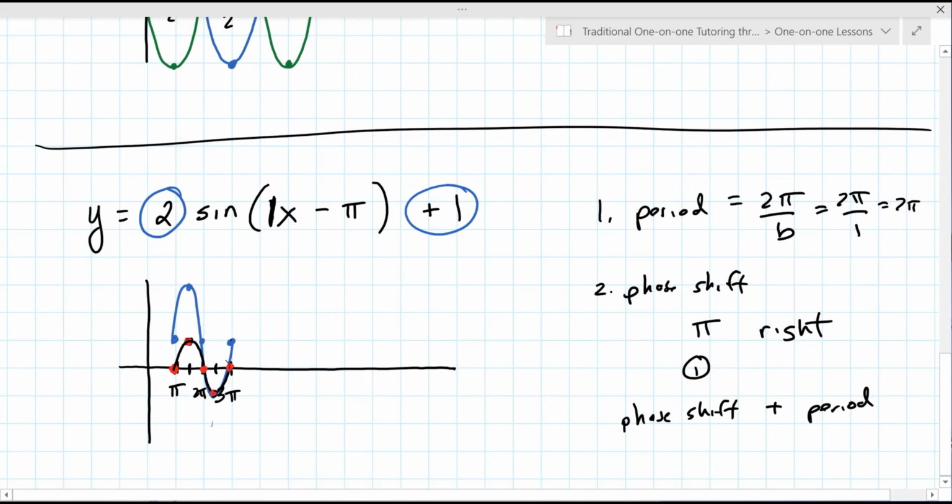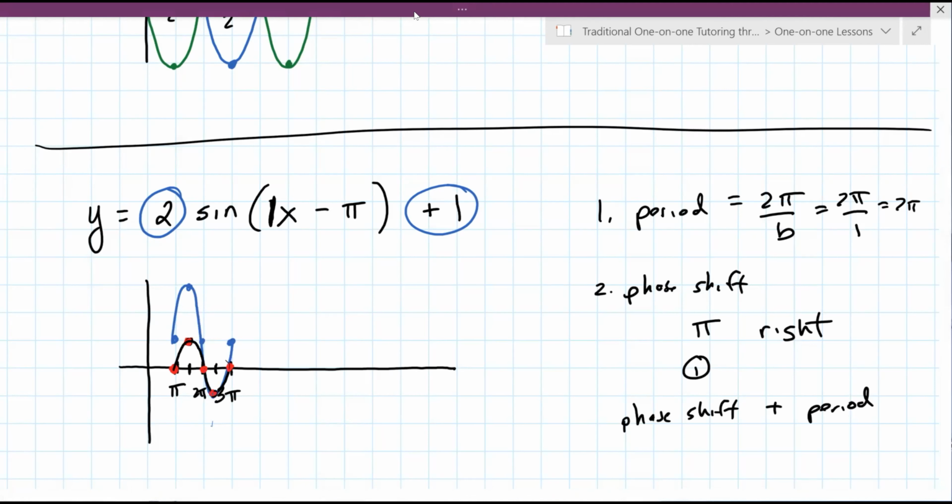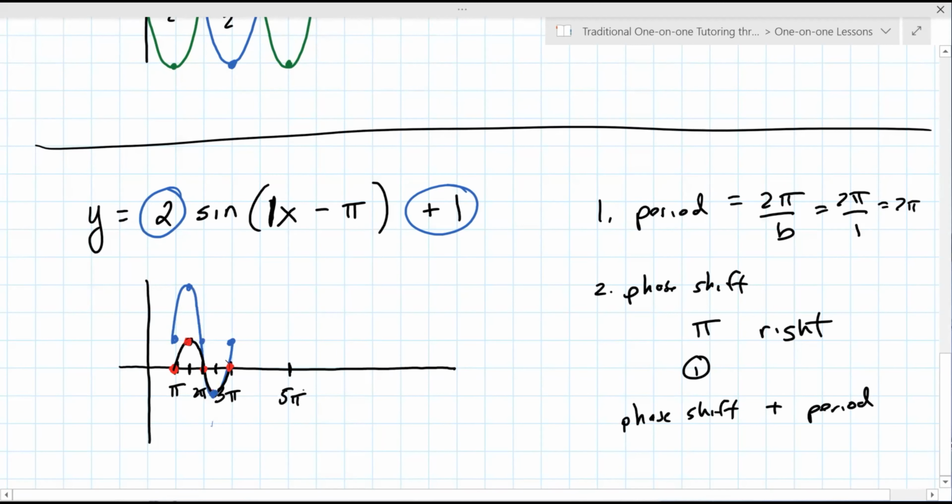Okay, so there's your period, but hey, you got to go out another one. So we got to go out to 5 pi. And it's up to you if you want to label the points. It's just got to look the same. You can see it hits these points. You go up like that.